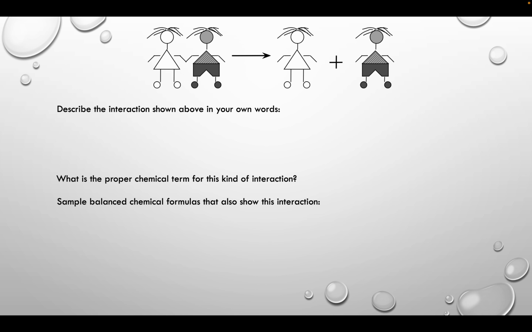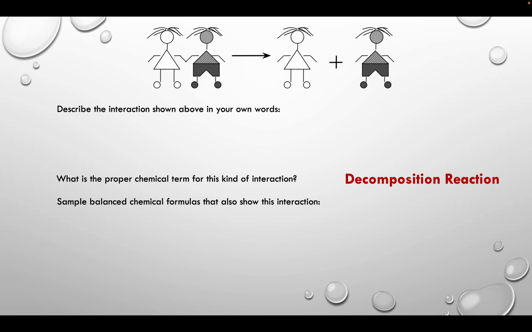Okay, so take a look at this. I start off with a couple. I wind up with 2 separate people. How would you describe that? Do you have any words for that? In English, how do we tell people what's going on there? That you start off with a couple and you wind up with single people. Well, I can tell you what a chemist would call it. A chemist is going to call this a decomposition reaction.